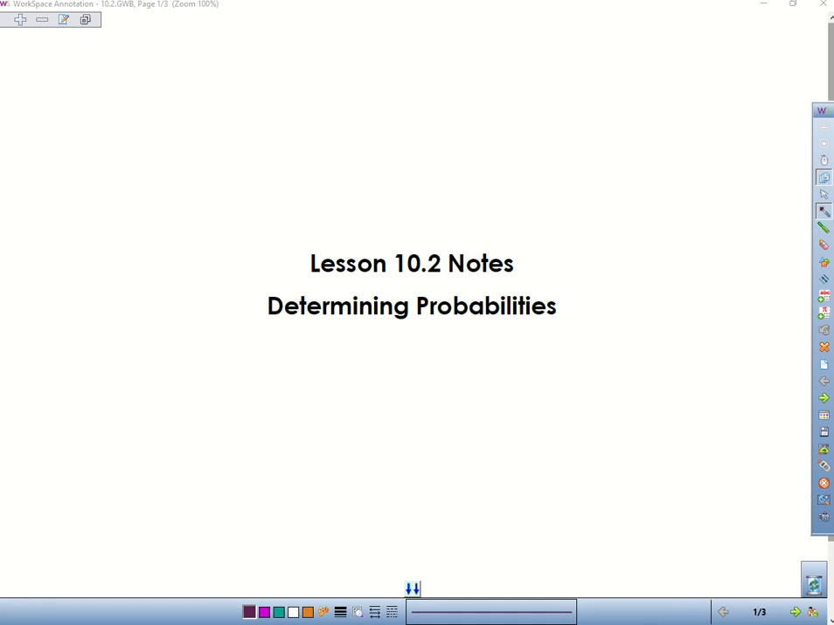Alright, so today we're going to be doing 10.2, which is going to be determining probabilities. This is where we bridge between Venn diagrams and how we use them to help us determine probability. So let's talk a little bit about what probability is.